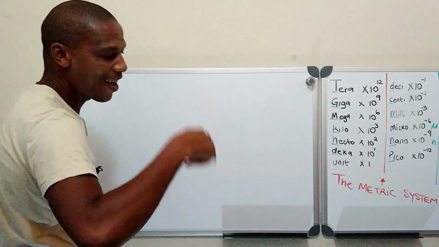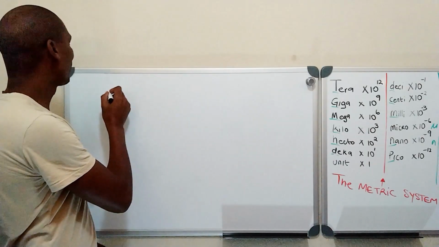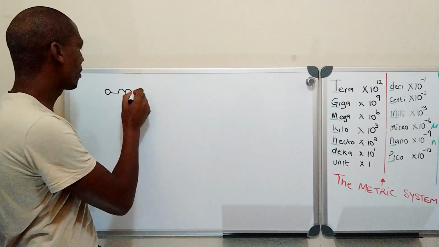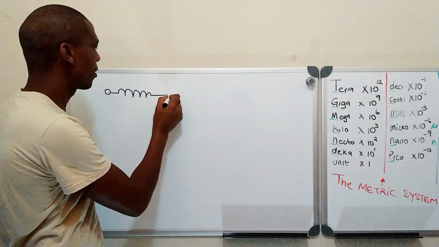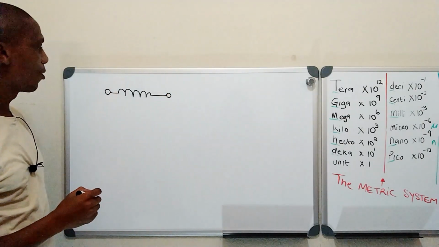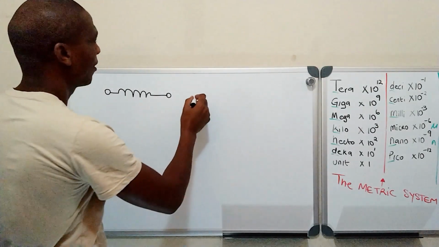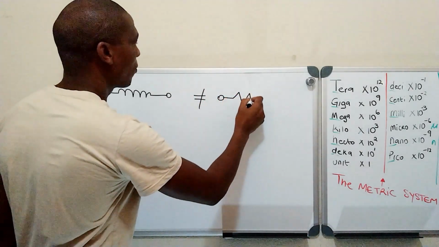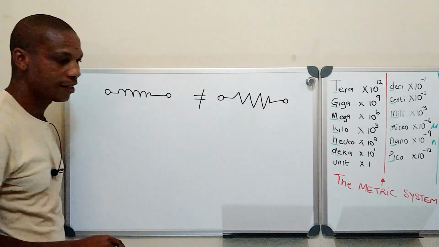Who can tell me what this is? It's a symbol, yes sir. What symbol is this? We don't know, sir. It looks like what? It reminds you of what? A resistor. A resistor, yes, sir. But it is not a resistor. A resistor is sharp on the edges. So what does it look like?